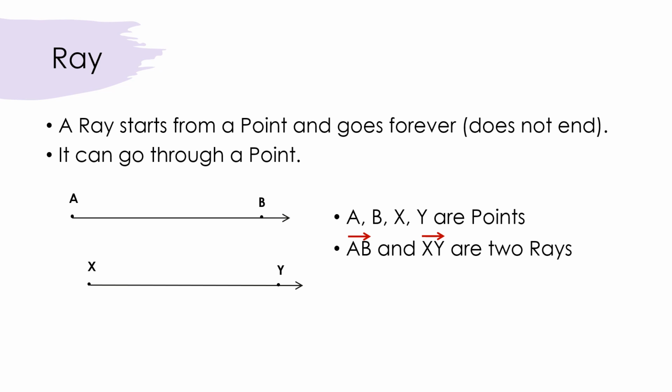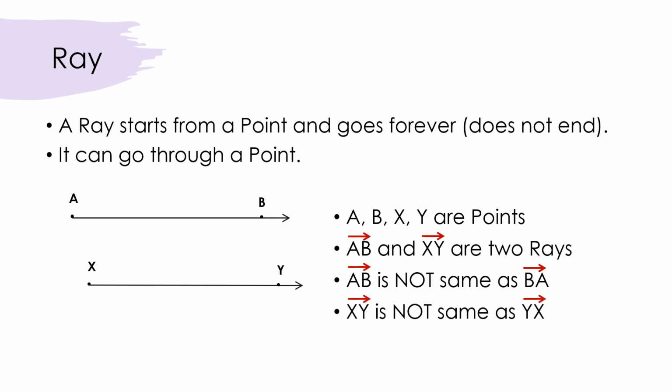How do we know they are rays? Look at the arrows in red above AB and XY. This tells us that AB and XY are 2 rays. Again, AB is not same as BA, XY is not same as YX because the arrows point in different directions.